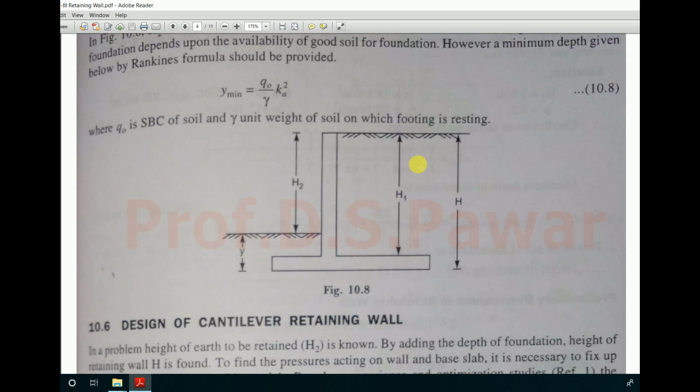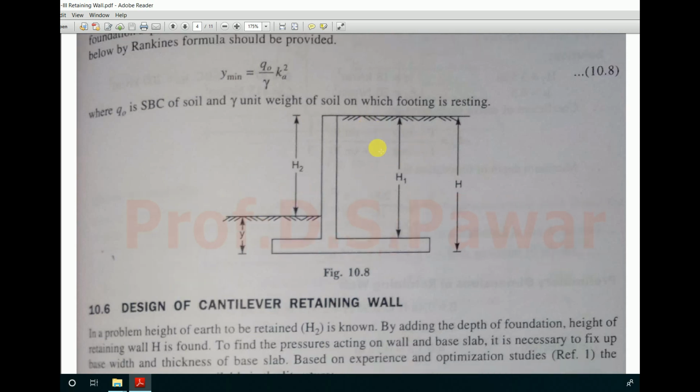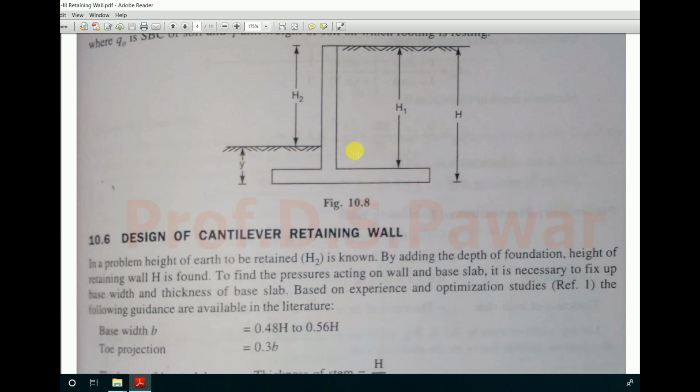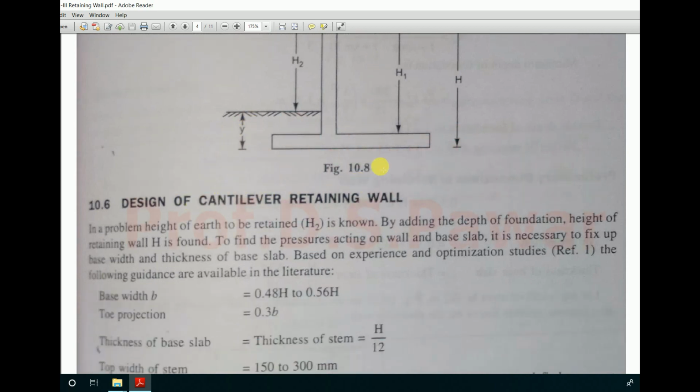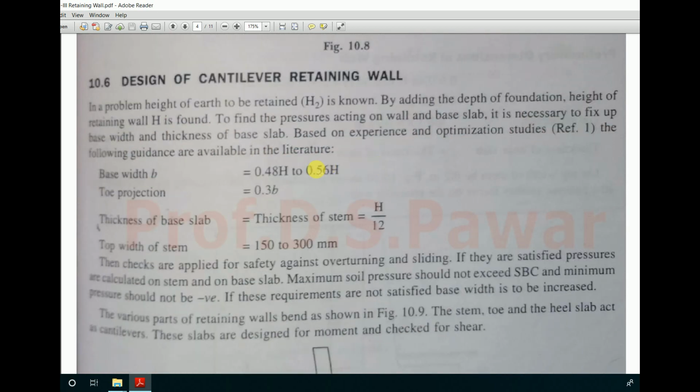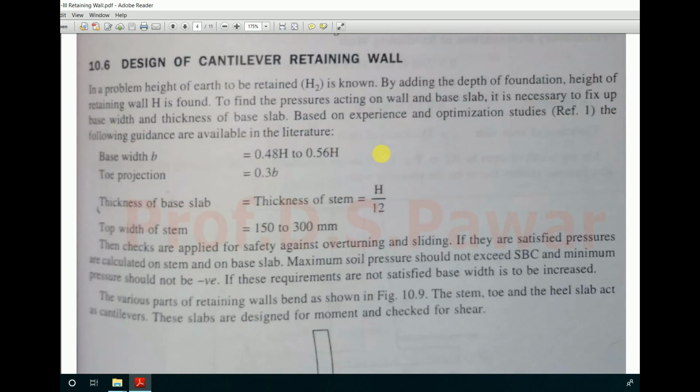Okay, so today we are going to stop here. In the next lecture we are going to see how to design the cantilever retaining wall, and what are the thumb rules for deciding the various dimensions of the retaining wall. Okay, today we are going to stop here. Thank you.